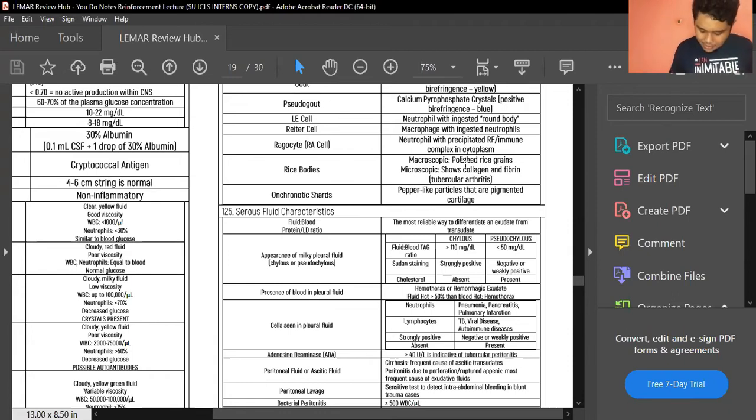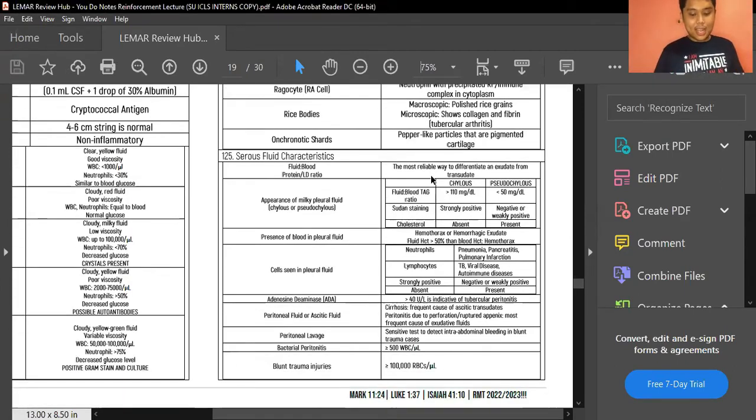You have a metabolic disorder. You have, okay, alkaptonuria. Take note. Alkaptonuria, the deposition of homogentisic acid.